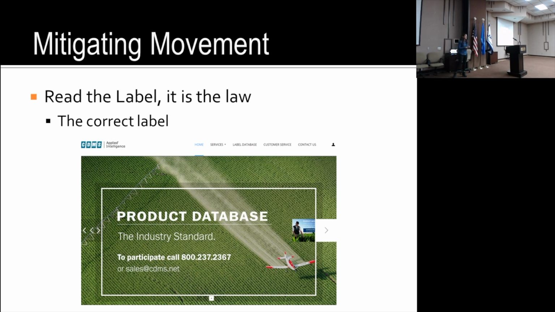So I'll end with the label is the law. You've probably heard that a couple times today. Just making sure that we're making the effort to look up these labels, especially if we're using them with new technology and we don't have that supplemental label in hand. On the university side, we're going to make all of the efforts we can to keep you informed with things like these quick spray sheets, but it's still not a replacement for the label, and it's still important that we are looking those up.